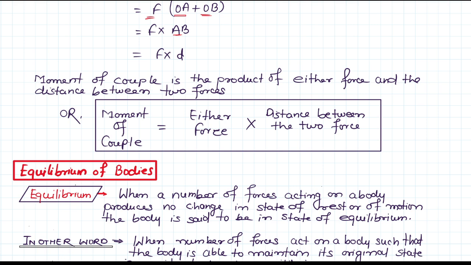So F into AB, where AB is the total distance between the two forces, right? So that is F into D. So the moment of couple is the product of either force and the distance between them, right? Force into the distance between the two forces. So that is the moment of couple.